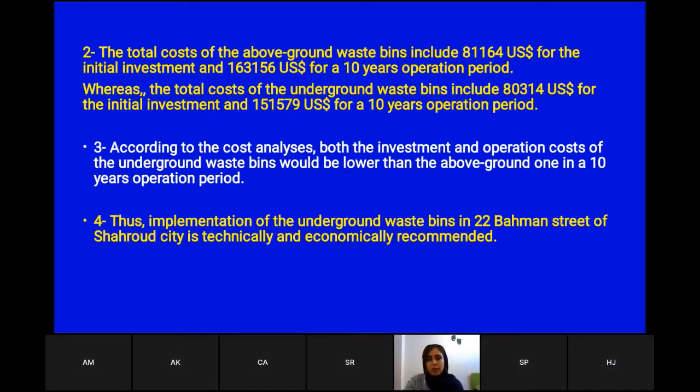According to the cost analysis, both the investment and operation costs of the underground bins would be lower than the above ground ones in a 10-year operation period. So implementation of underground bins on 22 Bahman Street of Shahrud City is technically and economically recommended.